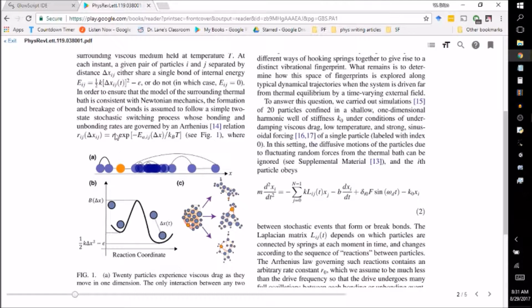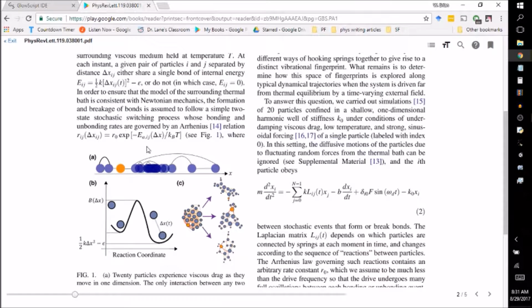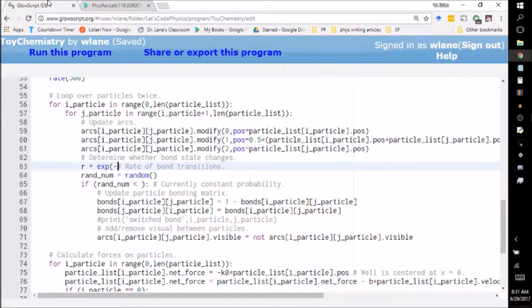All right, so I need a constant out in front. I think let's have that constant be 1 for right now, since we're scaling our probabilities in terms of 1. We can change that if we need to. So I need an exponential function, please. Exponential of negative A_ij of delta x. Okay, so I need to make a function here.